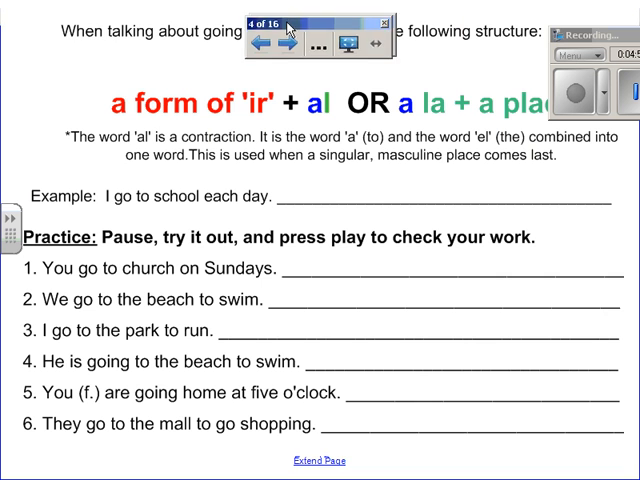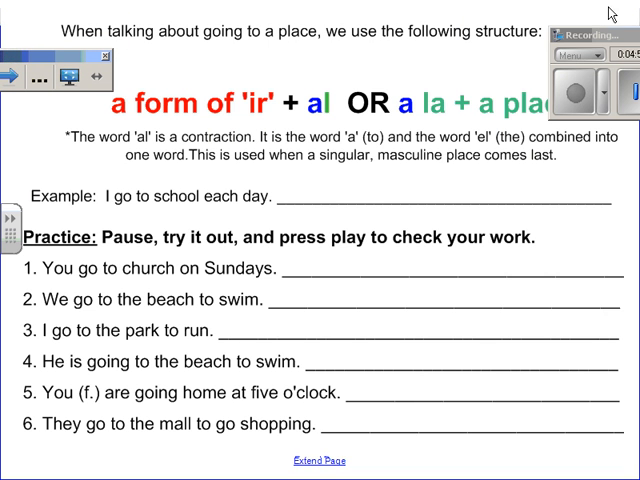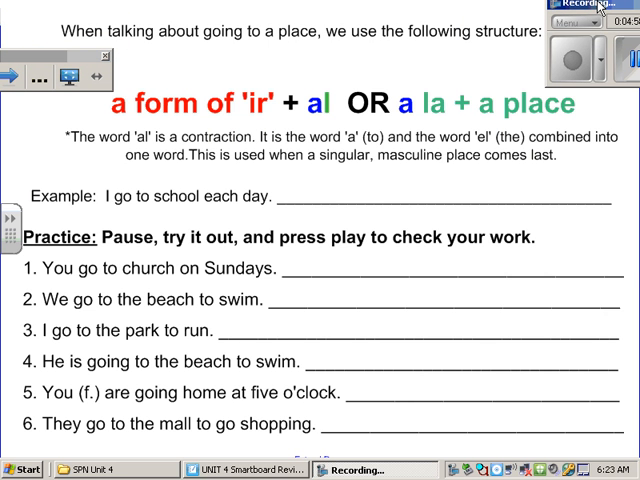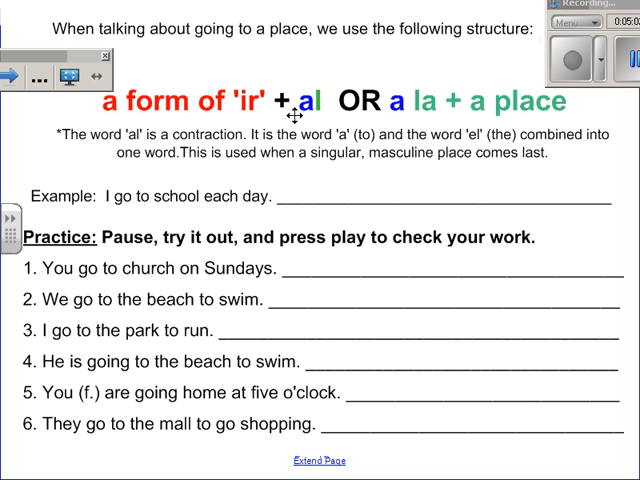Okay. We had a particular sentence structure that we needed to use when talking about going to a place. We notice our form of ir that we just reviewed, and then we have what is called a contraction here. So we have al, or we have a la, and a place that comes afterwards. Now, if I have a feminine place that's going to come afterwards, I see a and la as two separate words. A meaning to, and la meaning the. To the park, for example, or to the library.